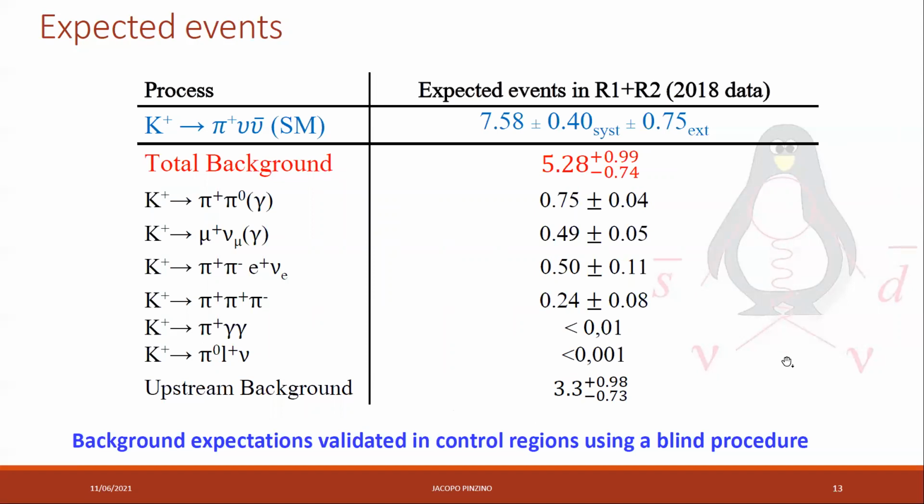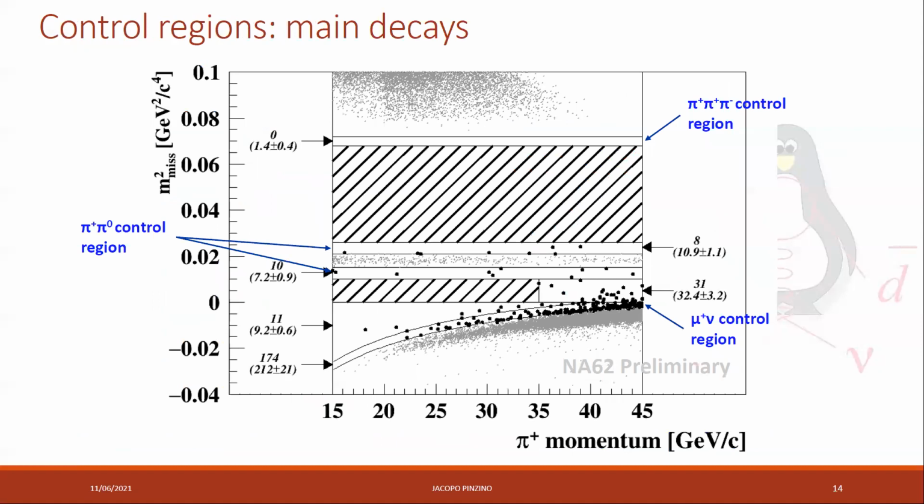The background expectations are validated in control regions using the blind procedure. For example, here I can show you the control regions for the main decays. You can see the control regions for three pion, for pi plus pi 0, and for mu neutrino. You can see here that the events obtained after unblinding the control regions are in line with the expectation. For example, for the pi plus pi 0 control region, you can see that in total we get 18 events, and we were expecting 18 events precisely.